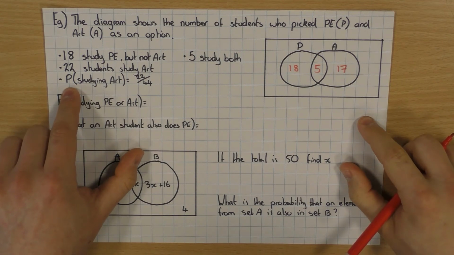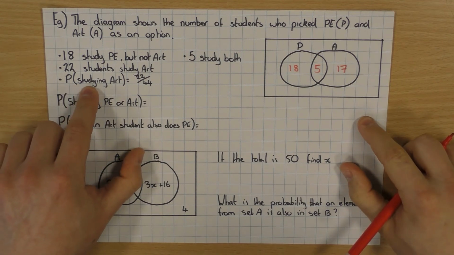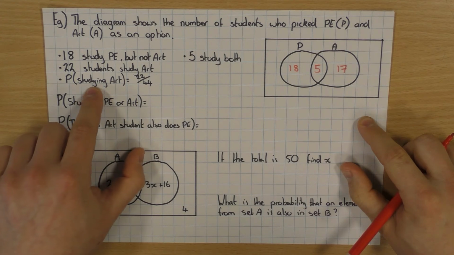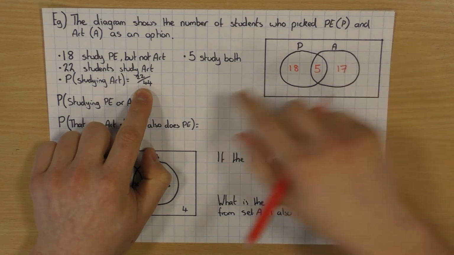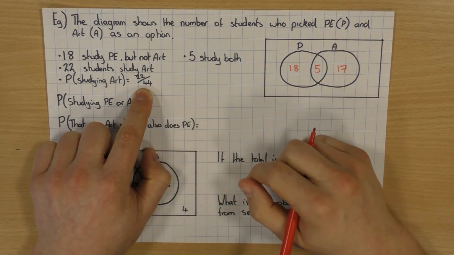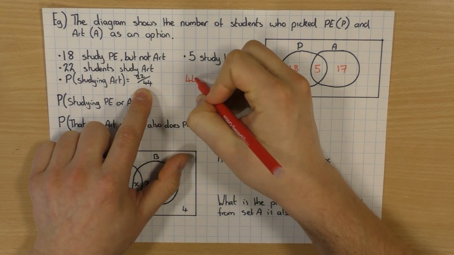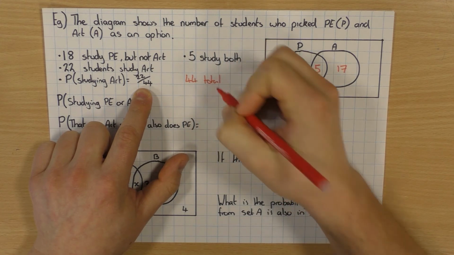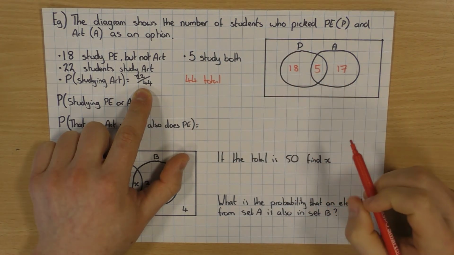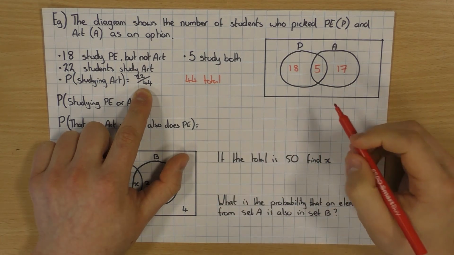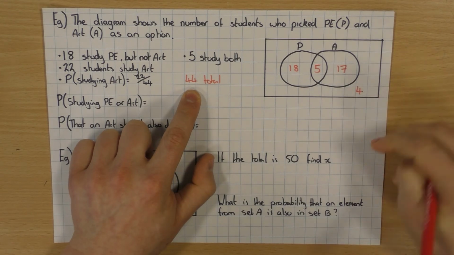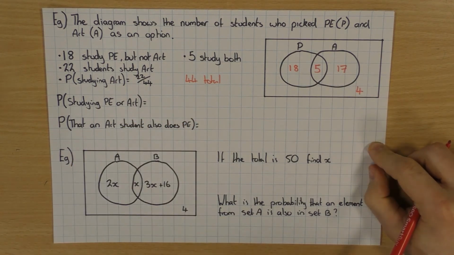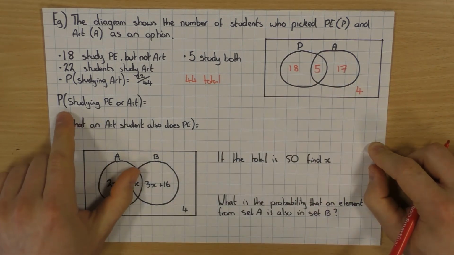And I've been told the probability of picking a student that studies art is 22 over 44. Well, I know that 22 students study art, and if it's out of 44, that must mean there's 44 students in total. So if I add these up, I am going to get 40. Yep, 40, which means there must be 4 students who didn't pick PE or art as an option. Once you've filled that in, we can start looking at some questions.